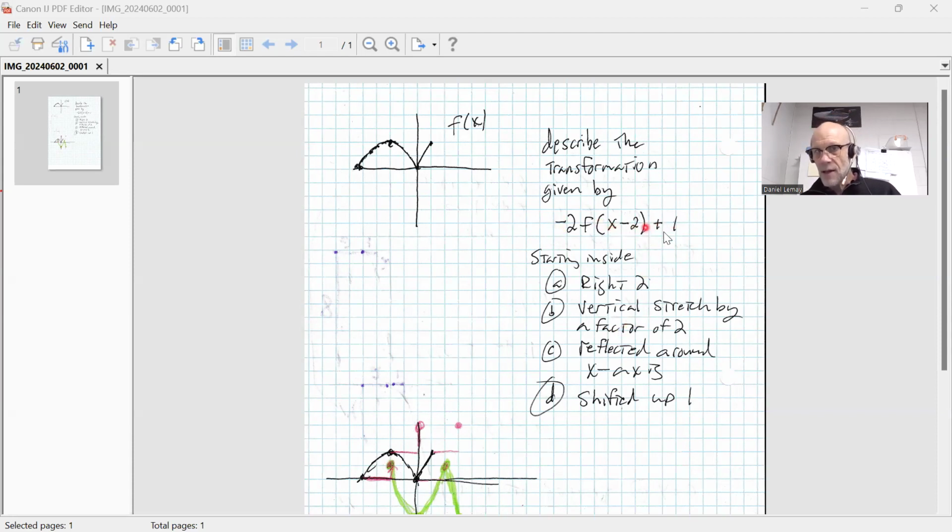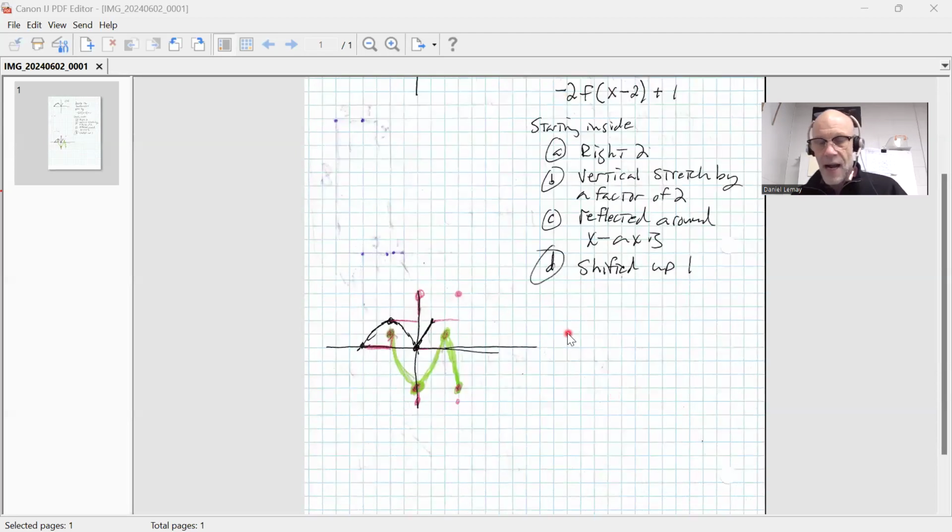I'm going to start inside the parentheses, then I do multiplication, and 2 and negative 2 are both multiplication, and then I'm going to do addition and subtraction. There's the 1. So that's how you want to think about that by talking about it. Then how do I sketch the result? Well, I've got some discrete points here. I certainly don't want to write the equation to do that.